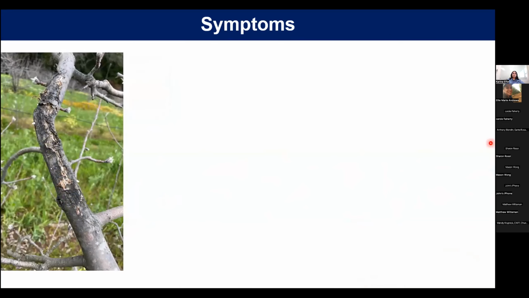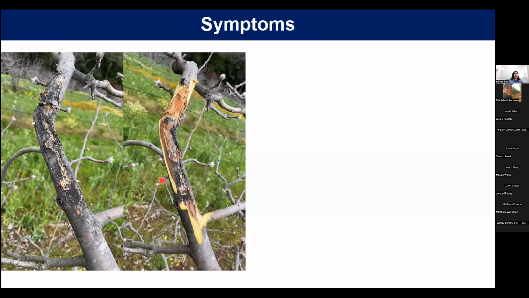And now I will show you some pictures of the symptoms that we found in different commercial orchards. As you can see in that picture, we saw all this necrotic tissue, and the bark started peeling from the branch. And then we peeled the bark, and you can see here all this necrotic tissue, that is all the canker that is under the bark.